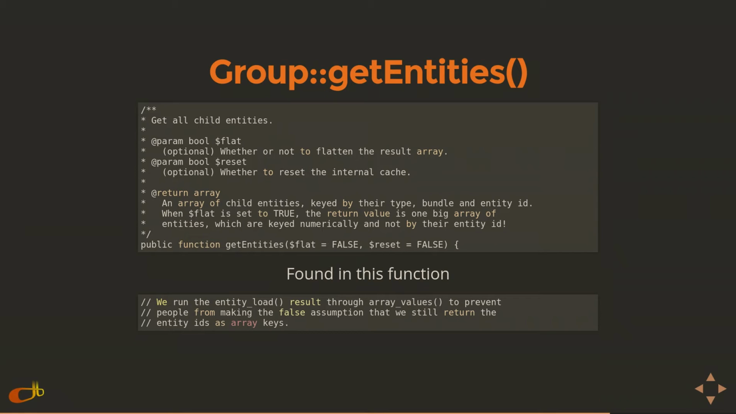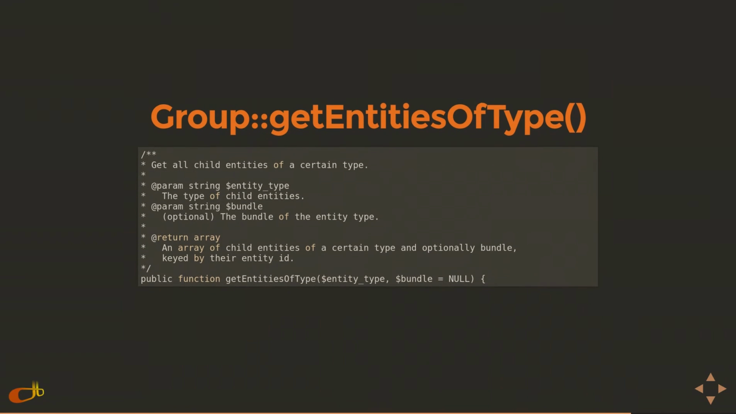And then within that function, there's a comment in the flat implementation that says, we run entity load result through array values to prevent people from making the false assumption that we still return entity IDs as array keys. So it's thinking ahead for you that you don't want people assuming the array keys are identifiers, and it's just getting rid of them, and it's commenting on it here, so people that go in and look at it know what's happening.